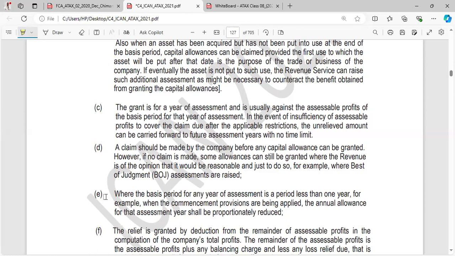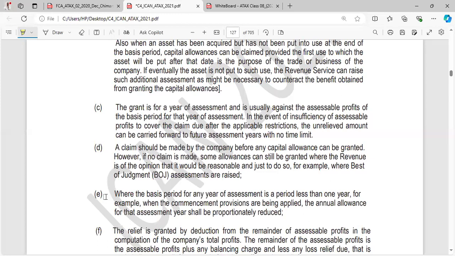Previously, it used to be, I think, 4 years, but now they made it so that you carry it indefinitely until the end of the business in the cessation period.